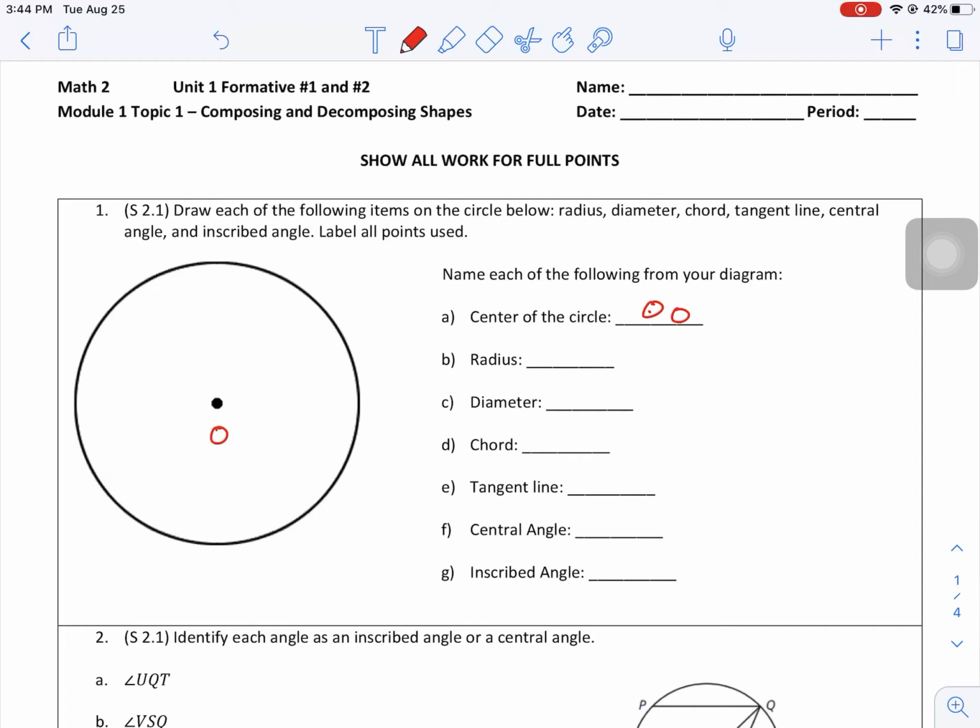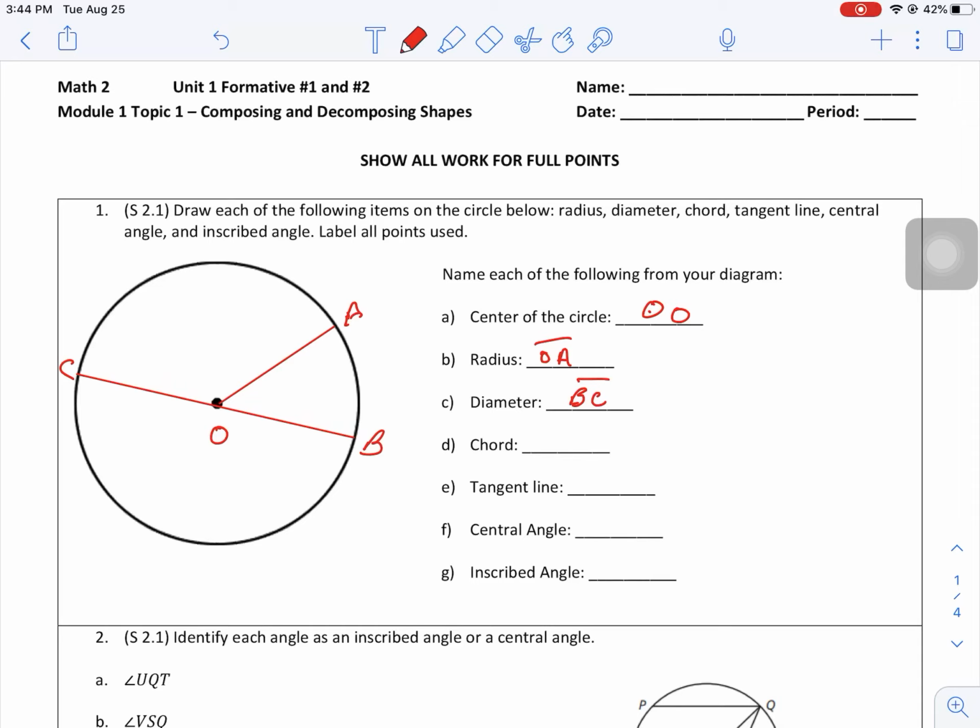Now they want a radius, right? So from O, we have to go out to the edge. And they need you to name that, so let's call that A. So my radius that I'm going to show is OA with the segment symbol above. Then a diameter, okay, is a chord that goes from one end all the way through the center. And I can call that B and C. So diameter BC.